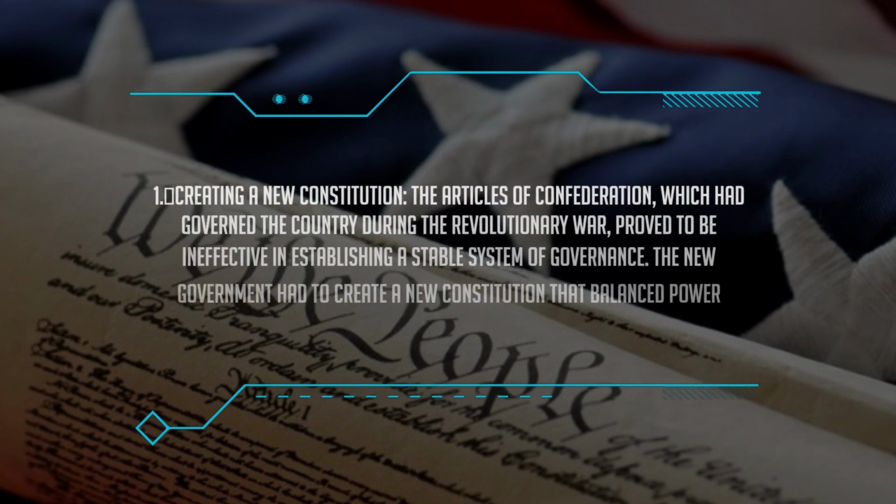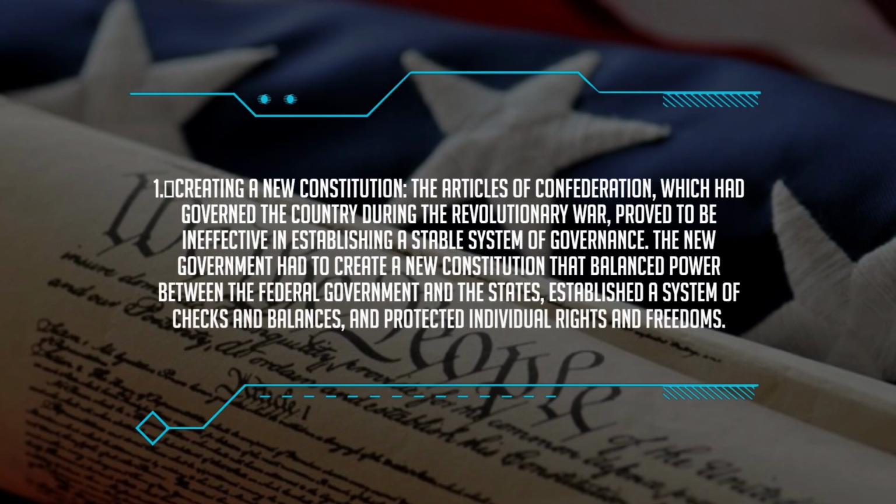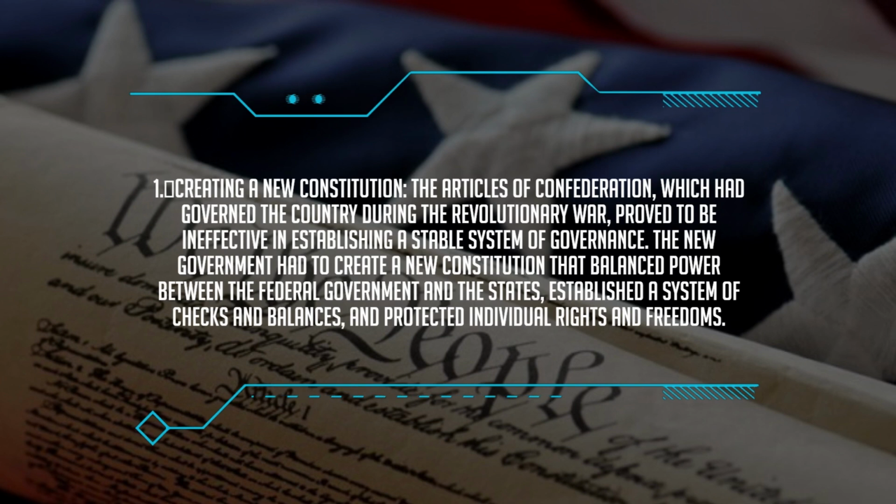1. Creating a new constitution. The Articles of Confederation, which had governed the country during the Revolutionary War, proved to be ineffective in establishing a stable system of governance. The new government had to create a new constitution that balanced power between the federal government and the states, established a system of checks and balances, and protected individual rights and freedoms.